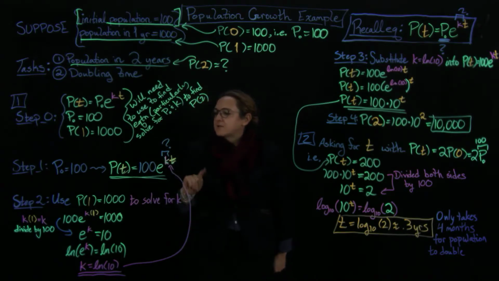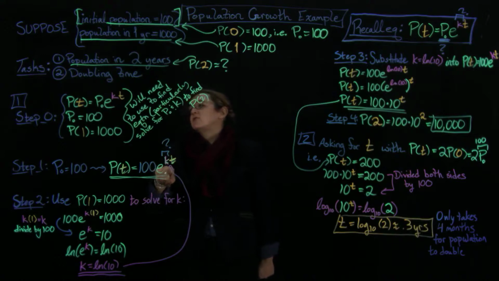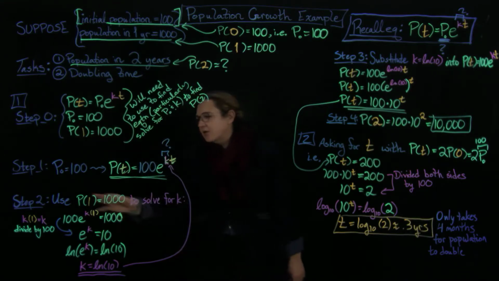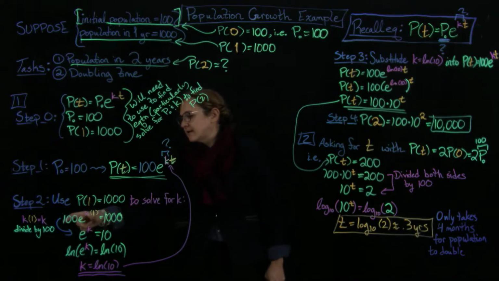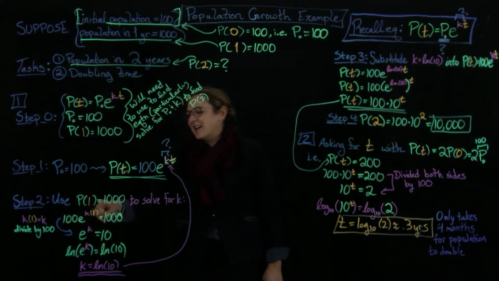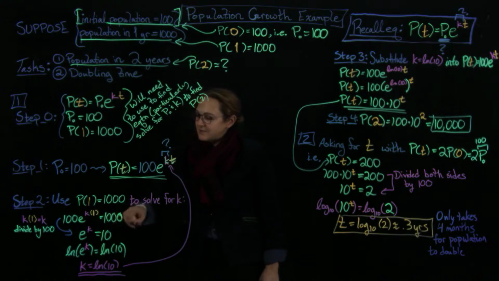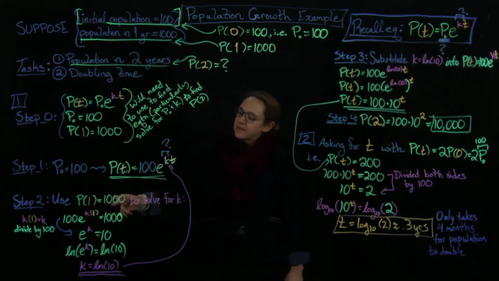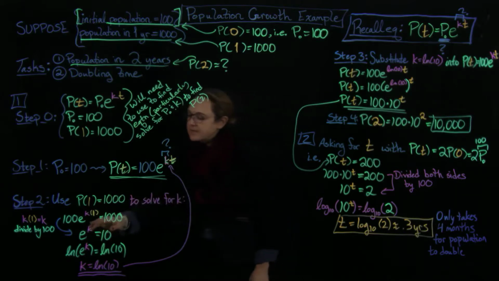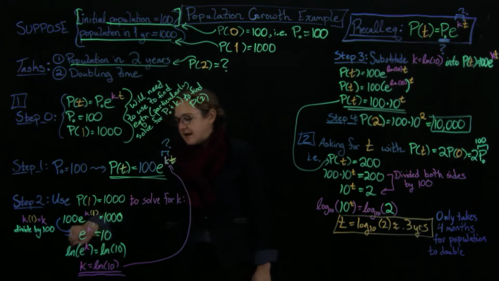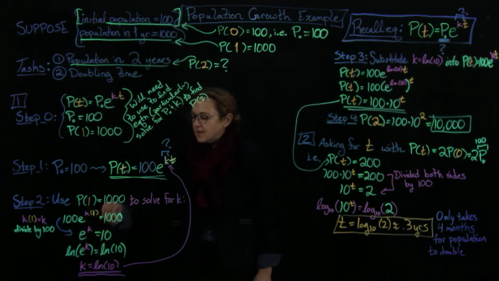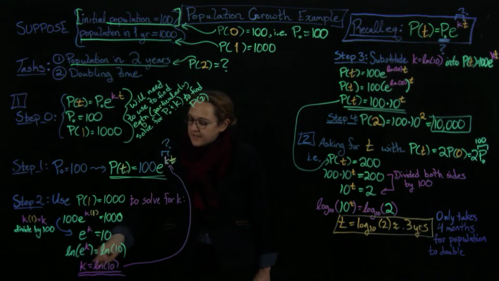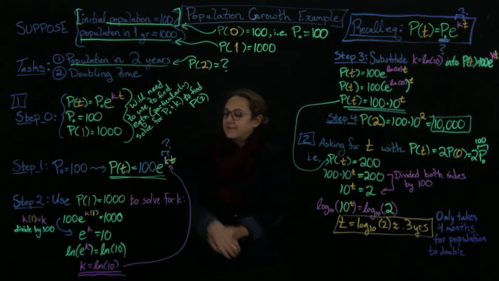And so how did I figure out what my k was? Well, I used the one other thing I knew, which is that P of 1 equals 1,000. So 100 e to the k times 1 has to equal 1,000. So e to the k equals 10. I can take the natural log of both sides, because the natural log and the exponential function are inverses. So they'll undo each other, and that'll give me that k equals the natural log of 10.